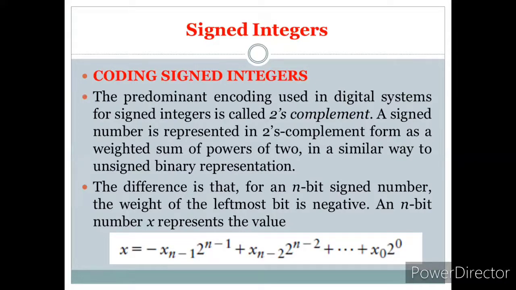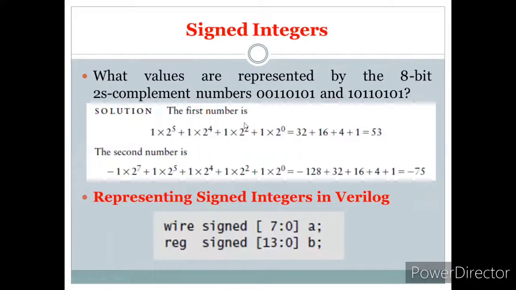We are not going into detail there, but in a simple way, we can just check it out today. The difference is that for n-bit signed numbers, the weight of the leftmost bit is negative. So how do we realize the positive and negative number? We know that the leftmost bit, that is the MSB, is considered for representation of positive and negative numbers.